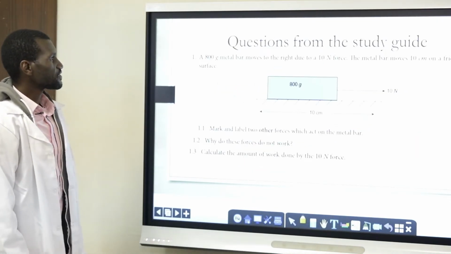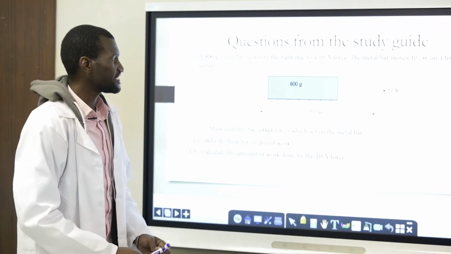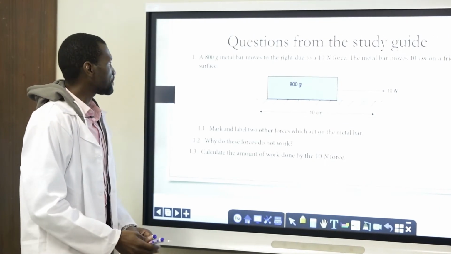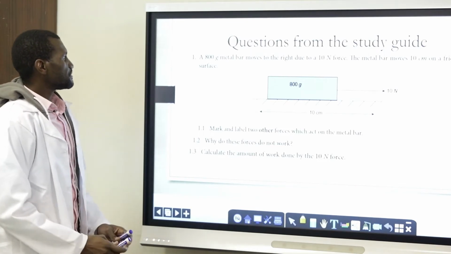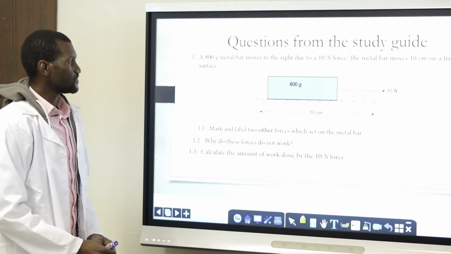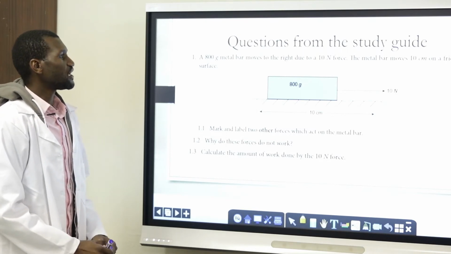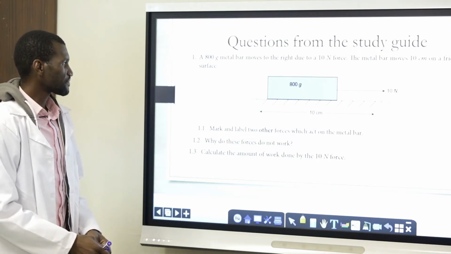Let's move on to some questions. These are some of the questions that you would find in the study guide. Without further ado, an 800-gram metal bar moves to the right due to a force of 10 newtons. The metal bar moves 10 centimeters on a frictionless surface.